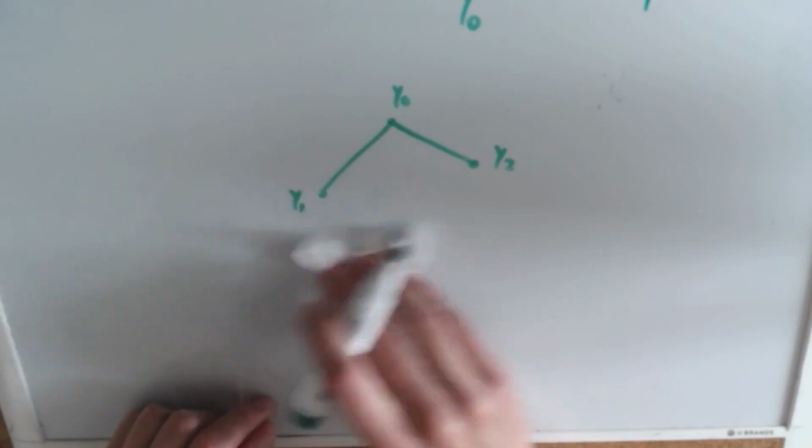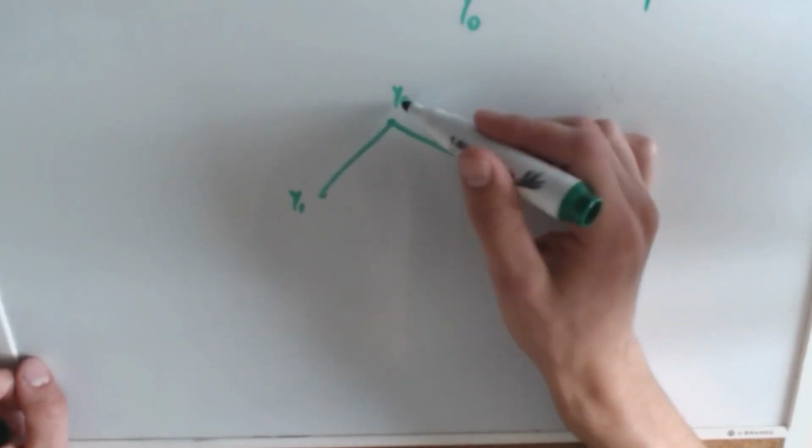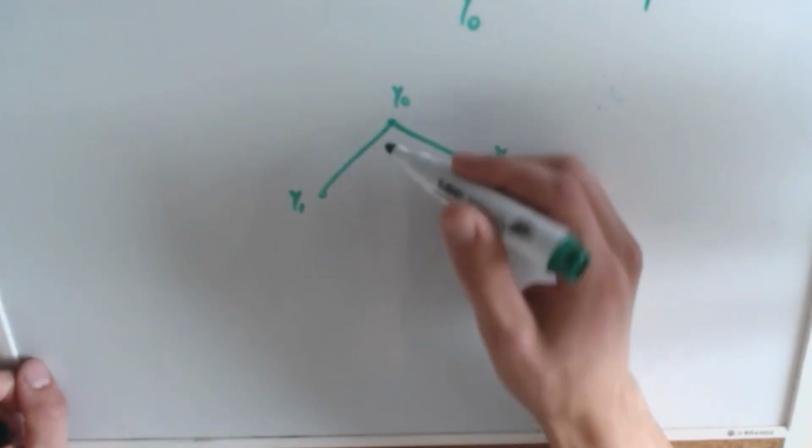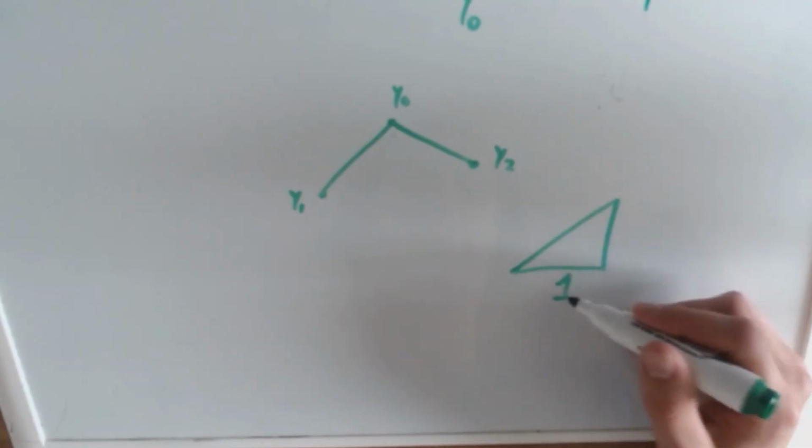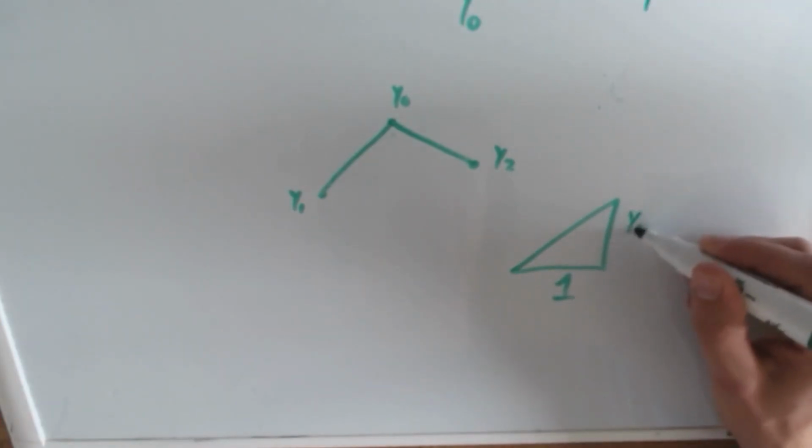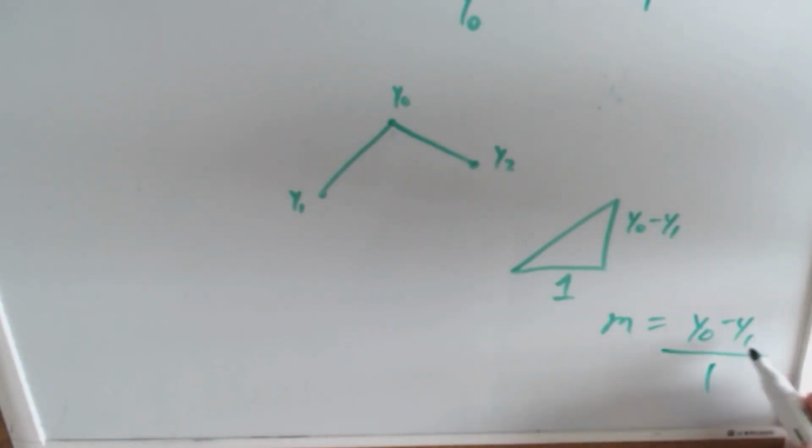So let's just say that the velocity is the difference in the 2 points. So velocity is equal to y0 minus y1, just the height difference. Slope with a run of 1 and a rise of, let's say, y0 minus y1 is equal to y0 minus y1 over 1.